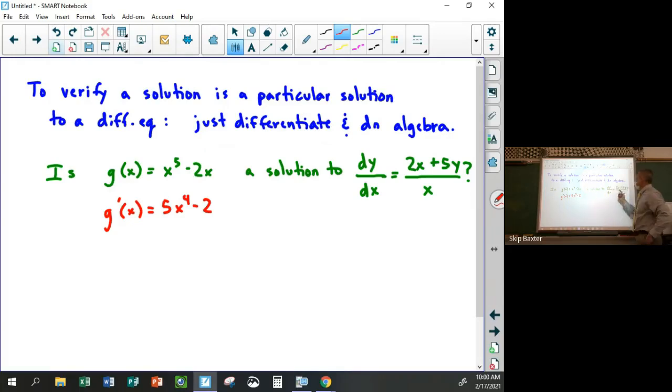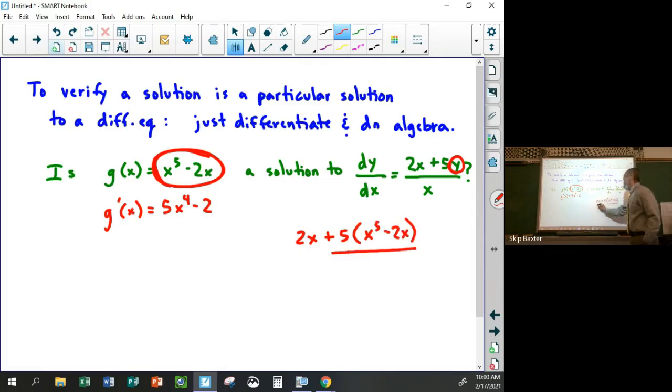So if I replace y with what we're saying y actually is, and then do some algebra, maybe they are equal. If I replace this y with that expression for g of x, I get 2x plus 5 times x to the fifth minus 2x, over x. And my question is, is this equivalent to that? Well, let's just do some algebra. This is 2x plus 5x to the fifth minus 10x over x.